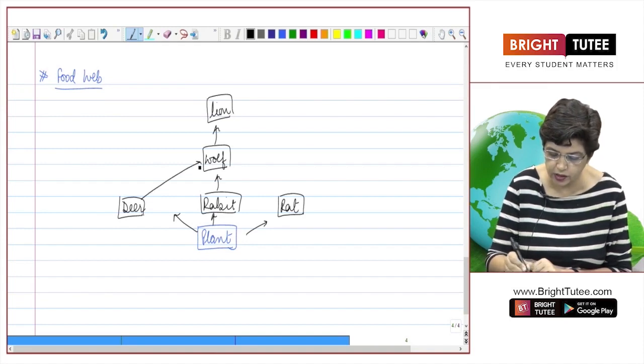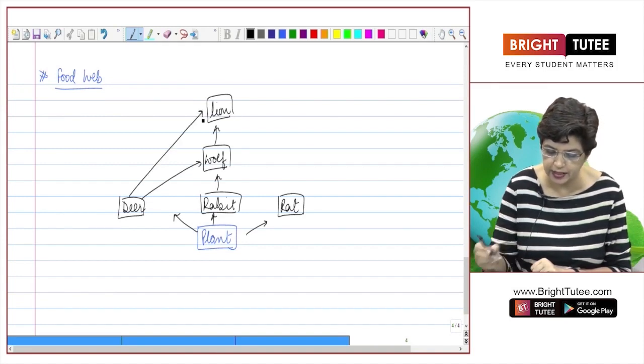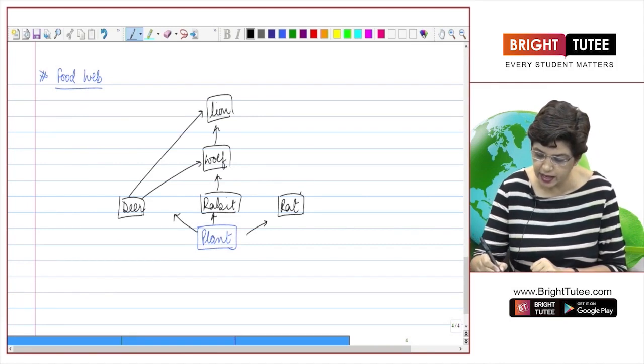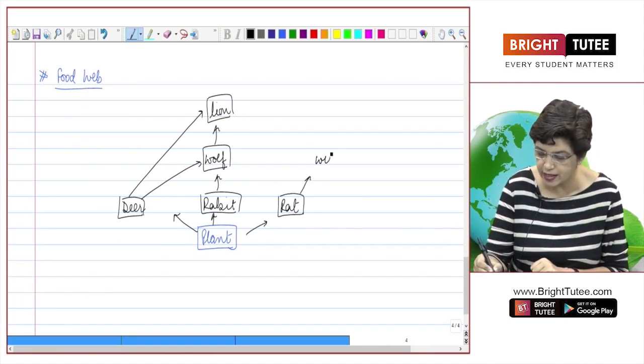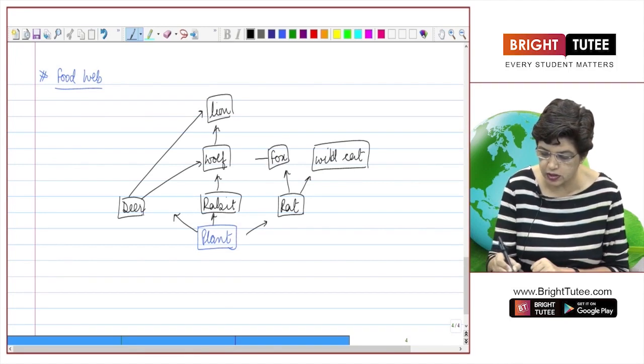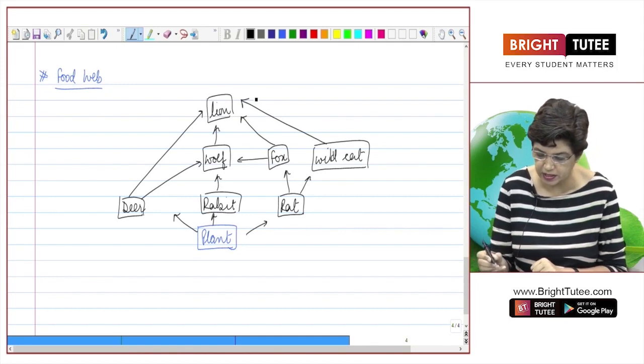Alright, the wolf can also attack deer, even the lion can attack the deer. Rat eaten up by a wildcat, or maybe a fox. Fox eaten up by wolf or lion. Wildcat also can be eaten by lion.